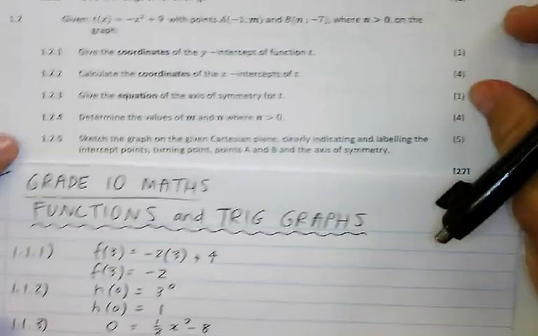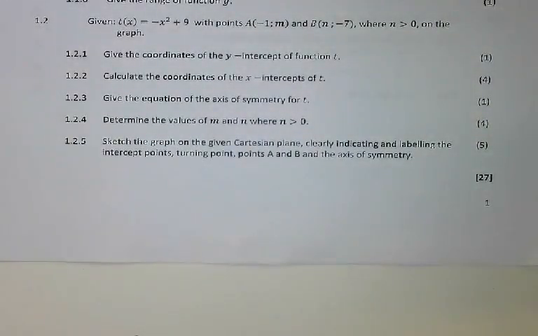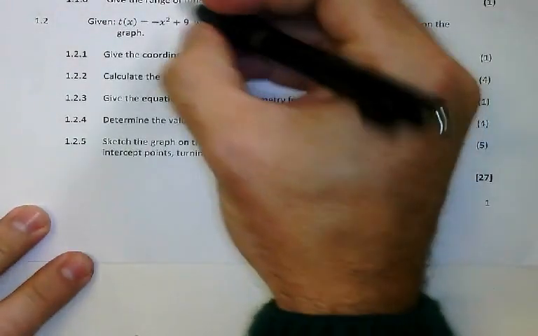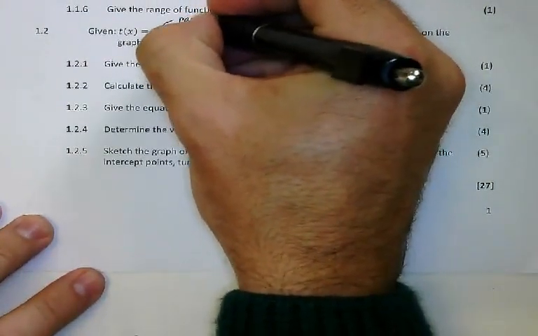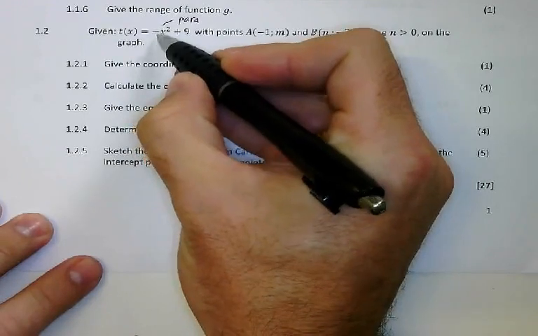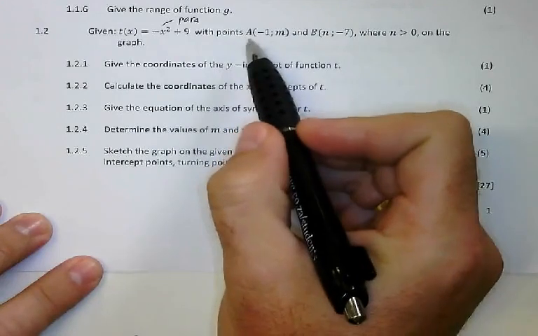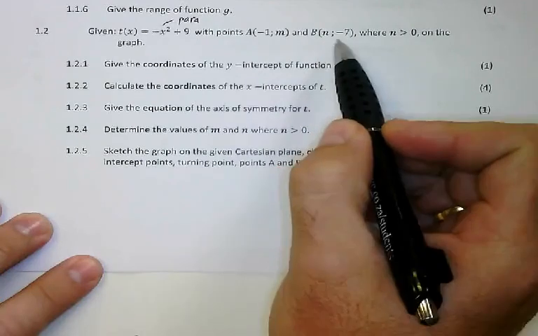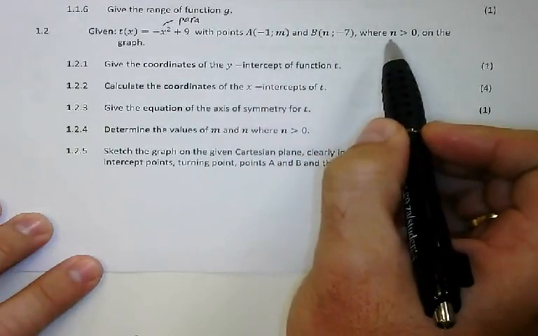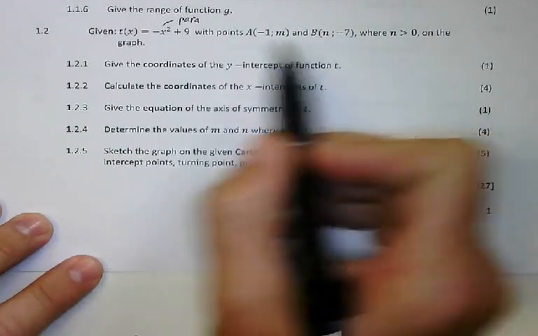We move on to question 1.2. It tells us, given t(x) = -x² + 9, so let's just remind ourselves, what type of function would that be? It would be a parabola. It would be a sad parabola because the coefficient is -1 and it's moved up by 9. It tells you that it's got the points A(-1; m) and B(n; -7), and they tell you that n is greater than 0, in other words, that n needs to be a positive value. They lie on the graph.